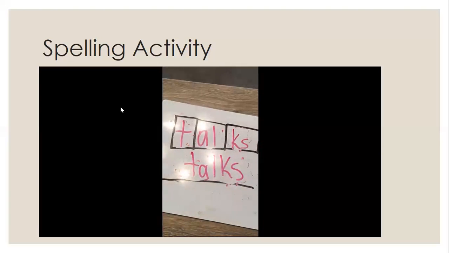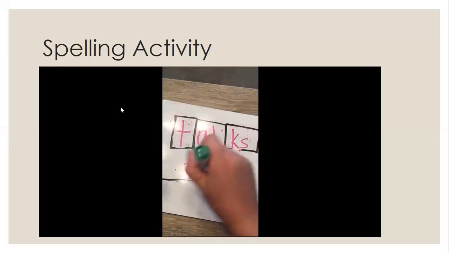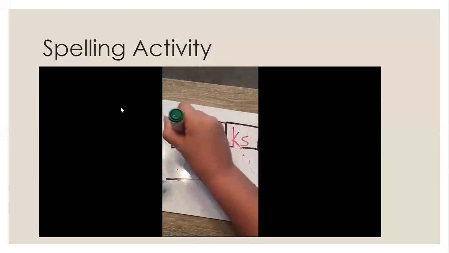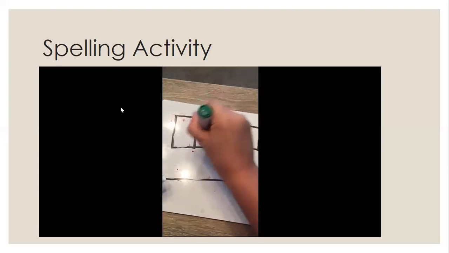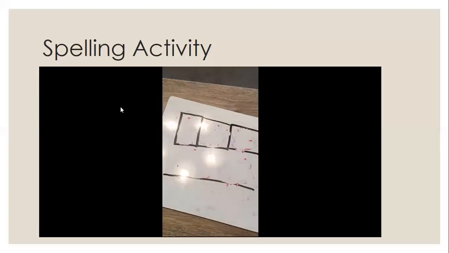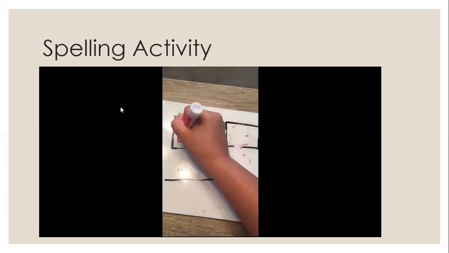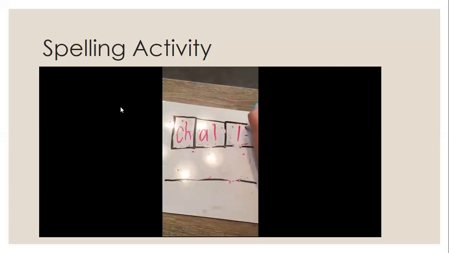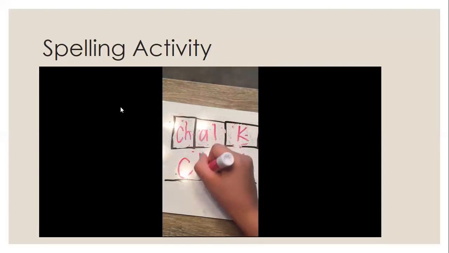Okay. The next word is chalk. That is a digraph in the beginning, like in cheese. CH. All, chalk, chalk.